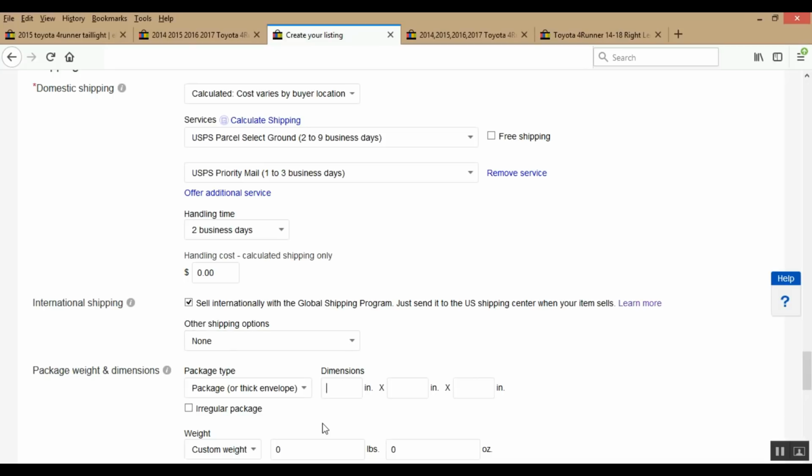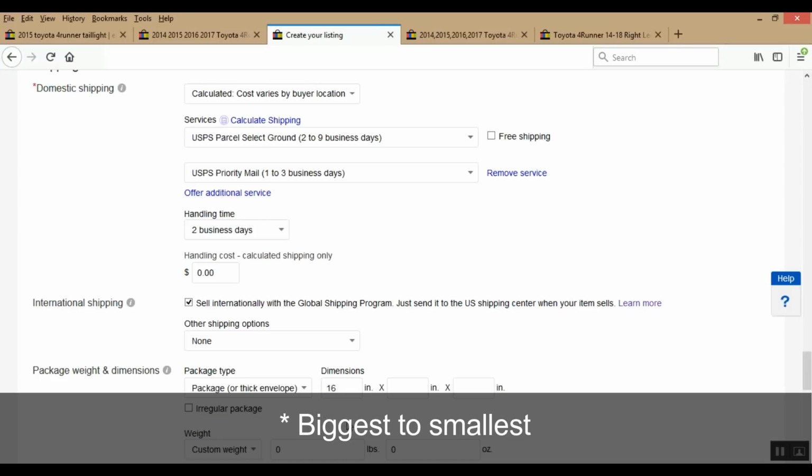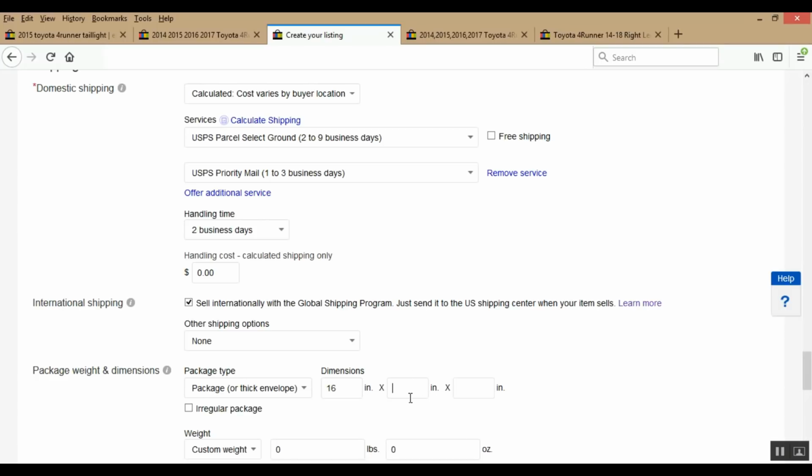Here's why we pre-boxed, okay? And then why I wrote all the measurements on the box, so now I can just look at it. I always go smallest to biggest, so it was 16 by 14 by 9. Let me double check that. Yeah, that's what I wrote. And it was 5 pounds, 9 ounces. If I had not pre-boxed this and wrapped it up, I would have no clue how big this was and how much it weighed.